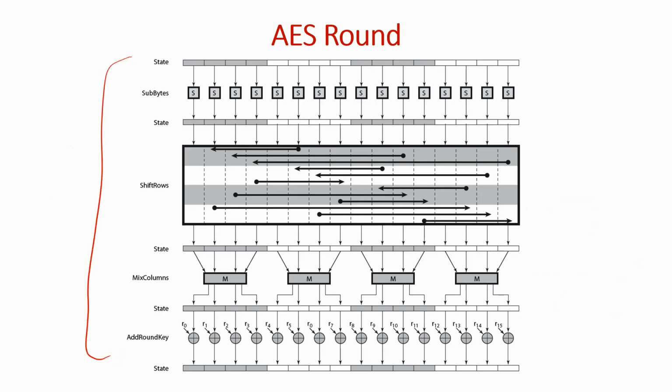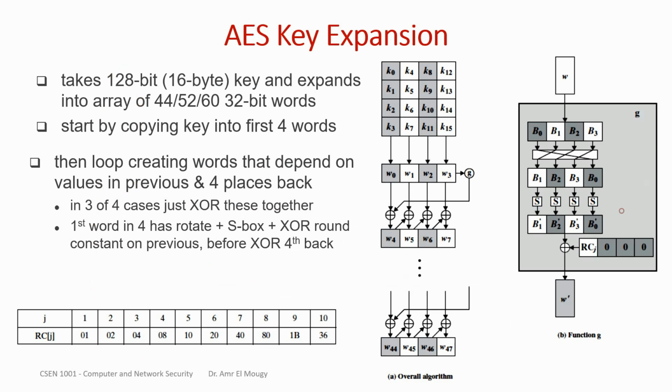You take the state matrix, you substitute the bytes, you end up with a new state matrix. You shift the rows, you end up with a new state matrix. You mix the columns. Now every byte of the state matrix depends on the columns, and then you add round key, and you end up with a new state matrix that becomes the input to the next round. And you repeat all that. The only round that is different is the very last round, which does not have the mixed columns step.